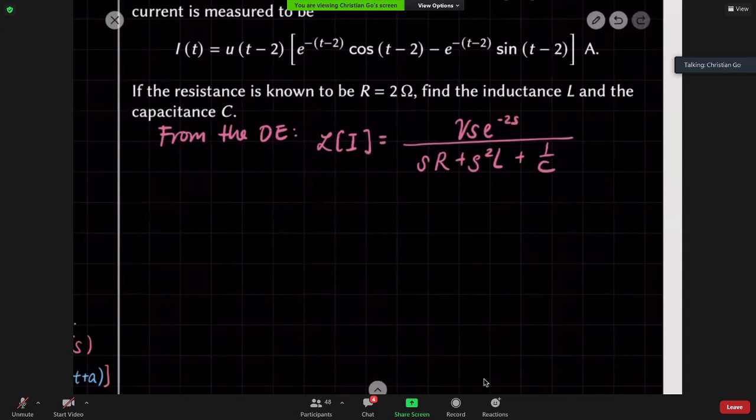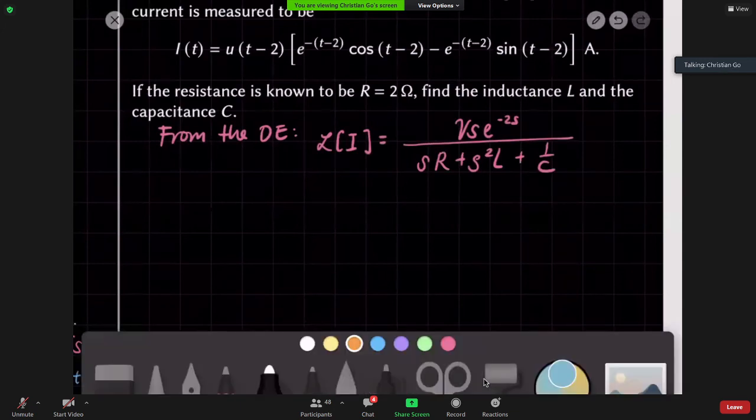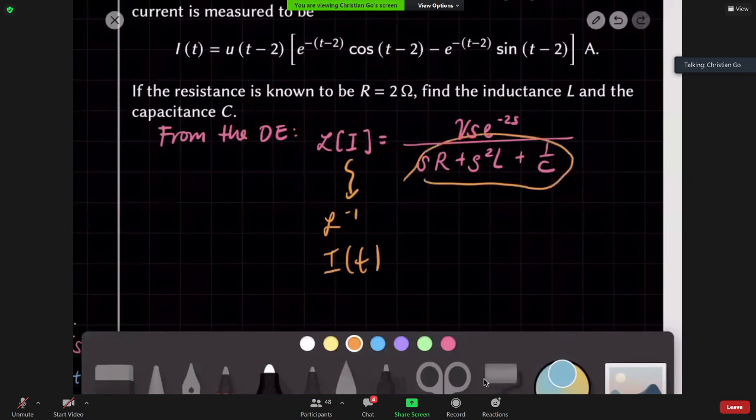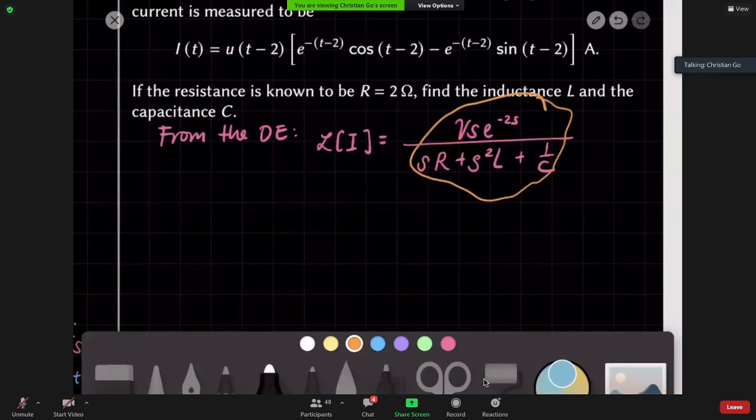Now, of course, your next step will be, okay, let's try to invert to find I of t. But you're like, I want to invert, but I cannot invert if I don't know what the numbers in the denominator are. So we're kind of stuck here. If we want to proceed from directly solving the differential equation, we are going to need to figure out what the numbers are. But we don't know what they are yet. That's the goal of the problem.